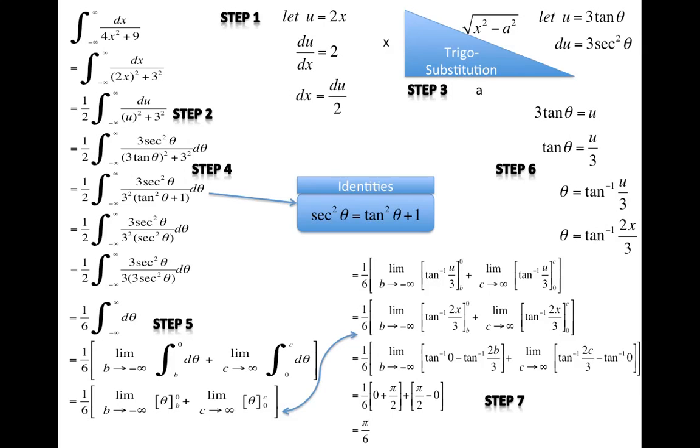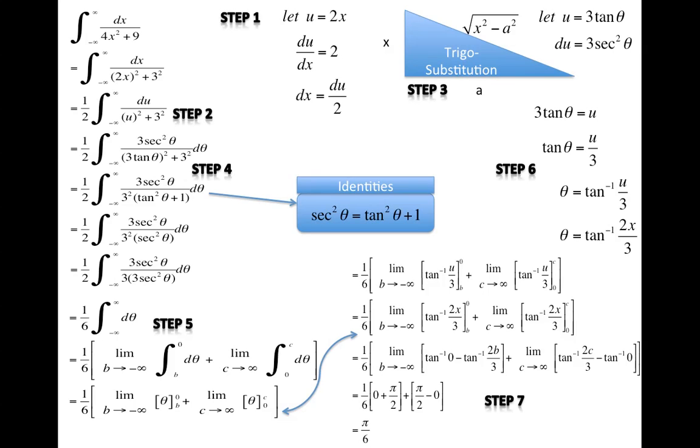Because the definite integral is in terms of x, we need to write theta in terms of x also. So as we can see in step 6, we get 3 tangent theta equals u, based on step 3. When we solve in terms of theta, we get theta equals arctangent u over 3, and when we substitute u equals 2x from step 1, we get arctangent 2x over 3. And we substitute this value, arctangent 2x over 3, as theta.